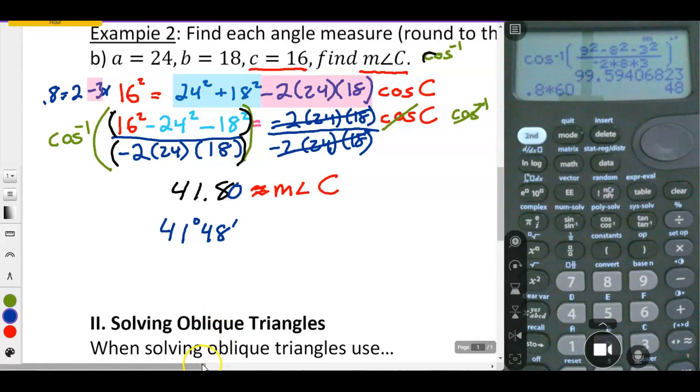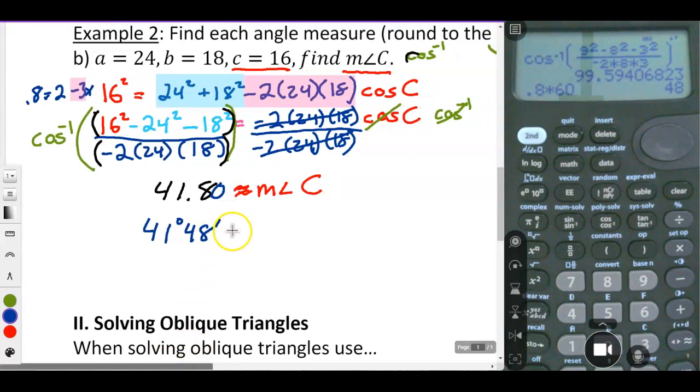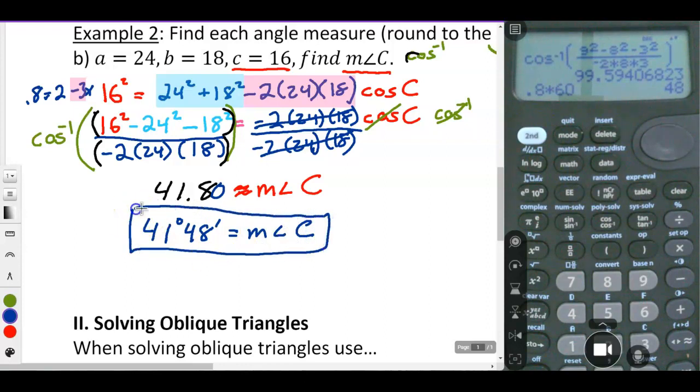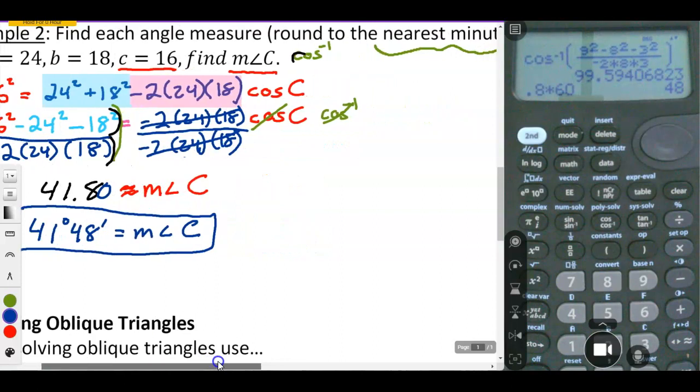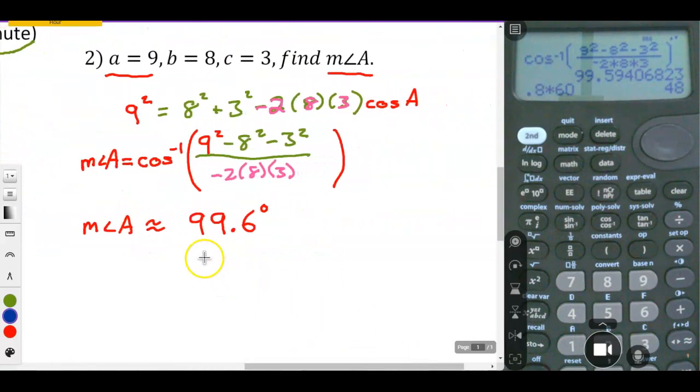So if anybody asks you, well, how long would 80% of 1 hour last? Well, it's 48 minutes. All right. So that's what the measure of angle C equals, and that's the answer we'd want to go with. Okay. And then same thing over here. It's going to be 99 degrees, and this is saying what's 60% of 1 hour? How many minutes is that?